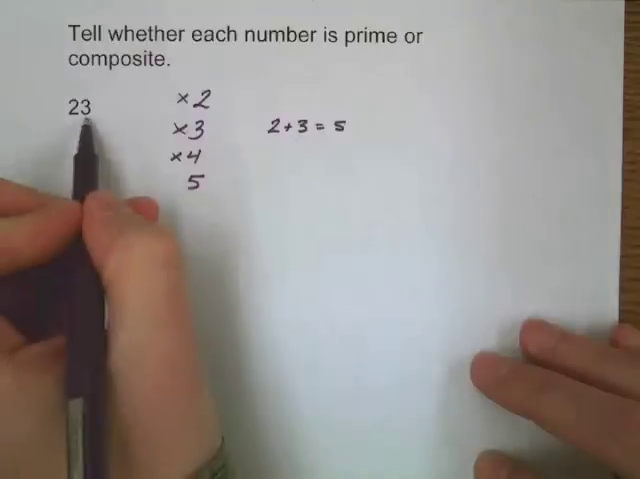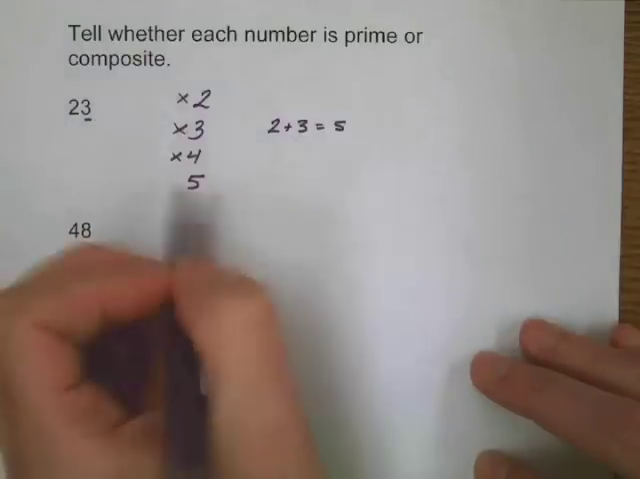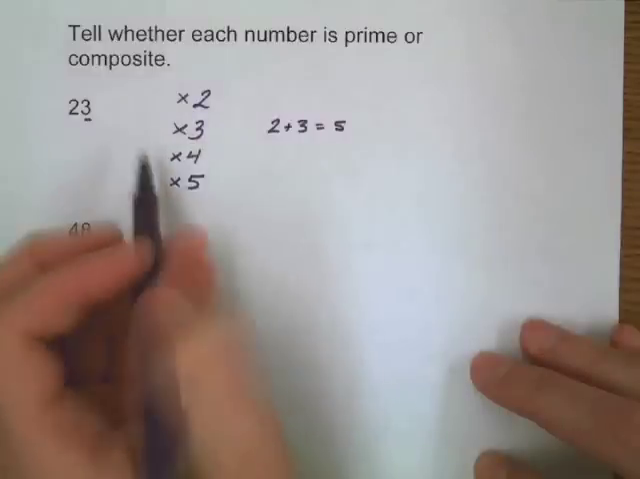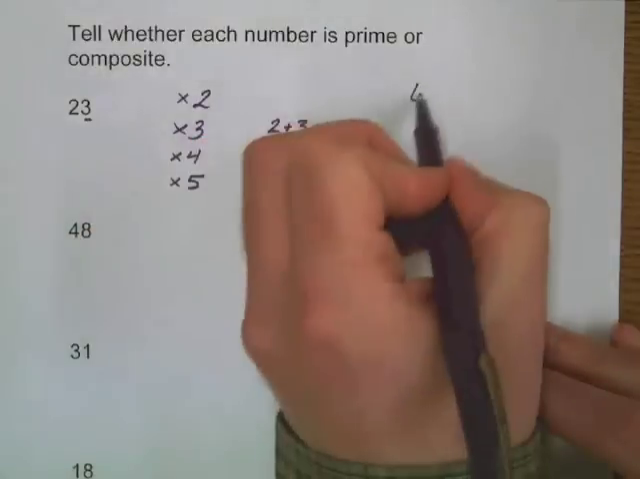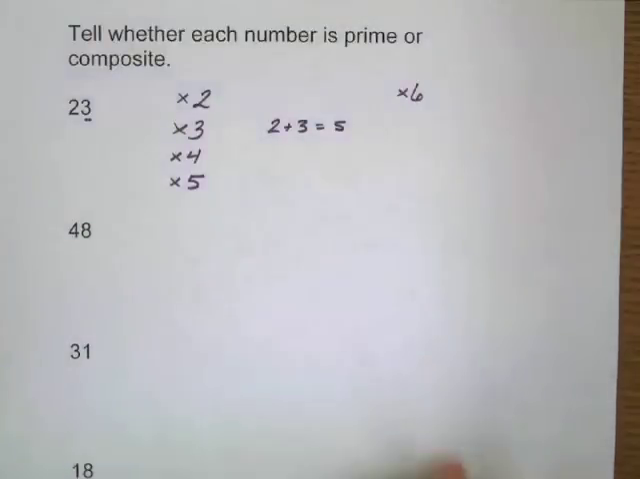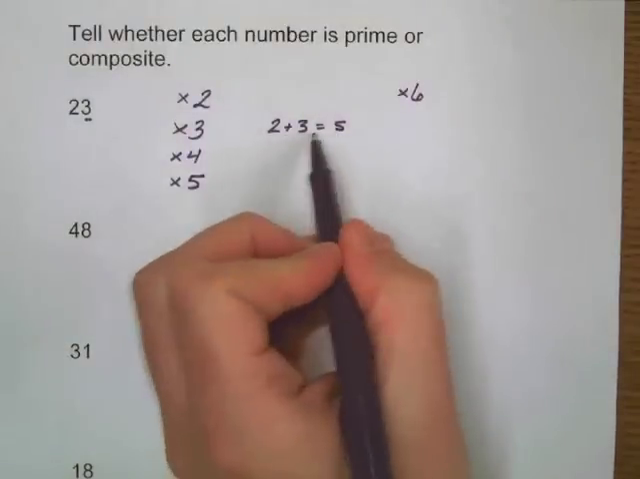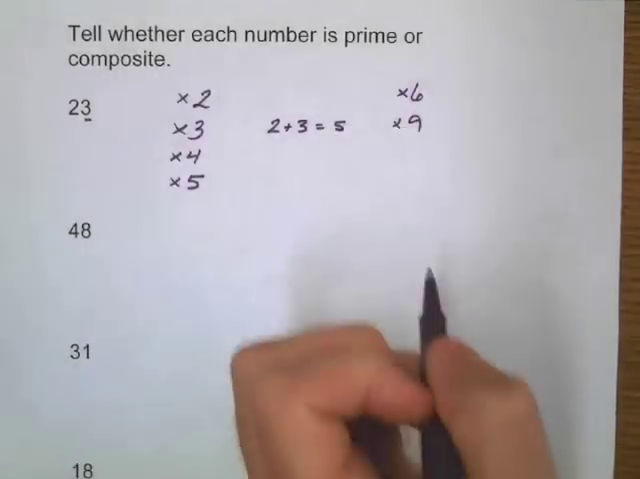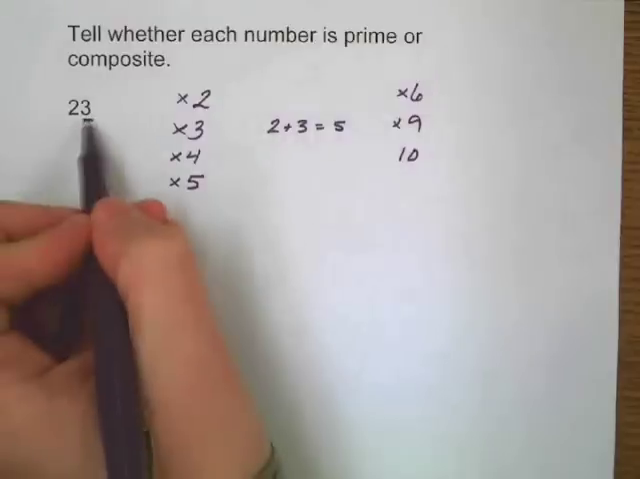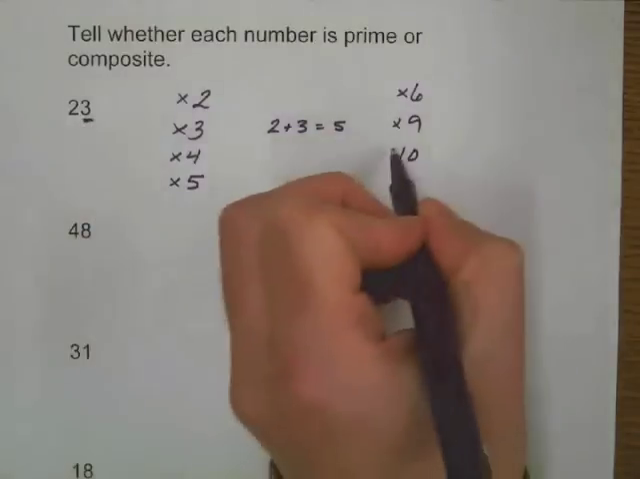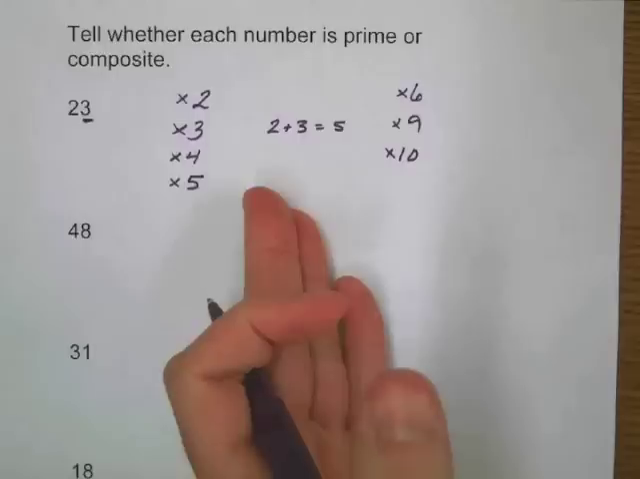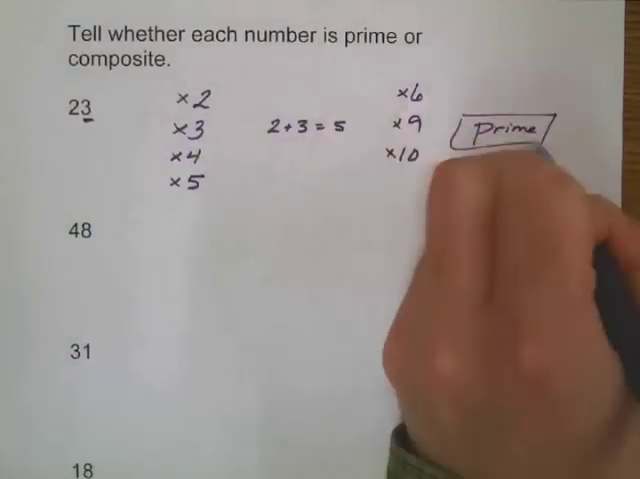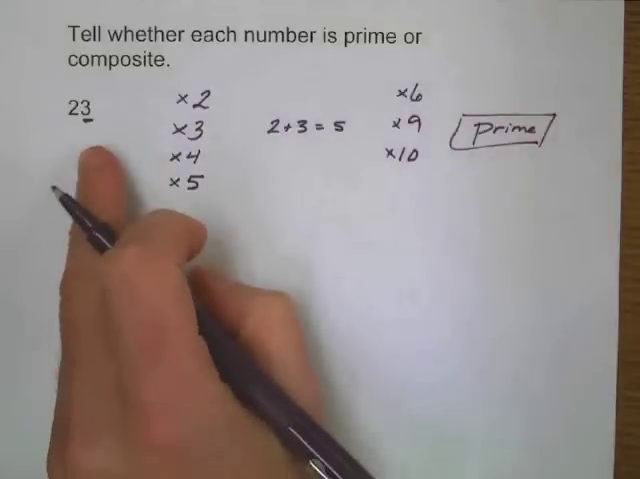5. Last digit's a 3. I'm looking for a 0 or a 5. Nope. 6, it needs to be divisible by 2 and 3. It's not. So 6 is a no-go. Is it divisible by 9? Well, if we sum the digits, we get 5, and 5 is not divisible by 9, so no. Is it divisible by 10? Well, you need to have a 0 at the end. It doesn't, so no. It's not divisible by any of these numbers, so it is going to be a prime number. It is only divisible by 1 and 23.